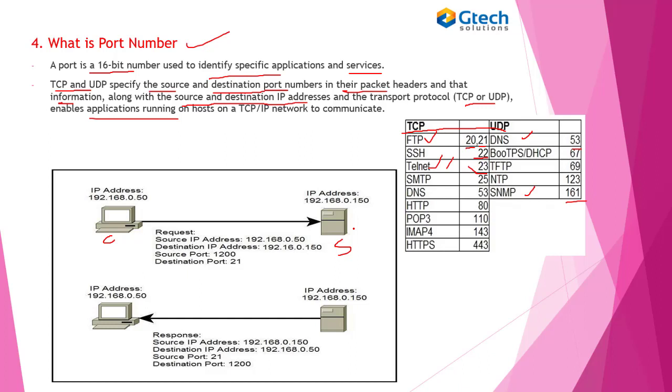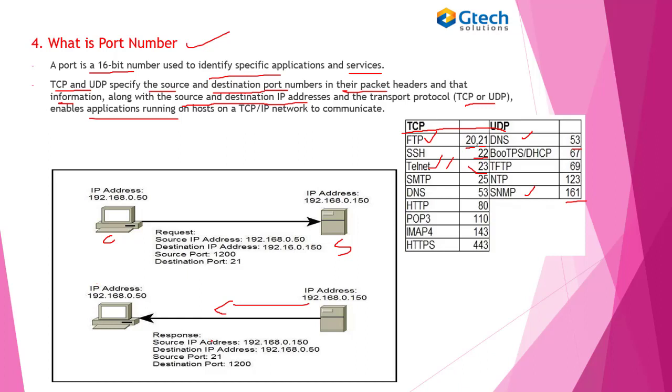Then when the server is sending back the response, the data or packet is attached with a source IP address, which is of the server, and the destination IP address, which is of the computer. Then the source port number, which is of the server, and the destination port number, which is of the computer.